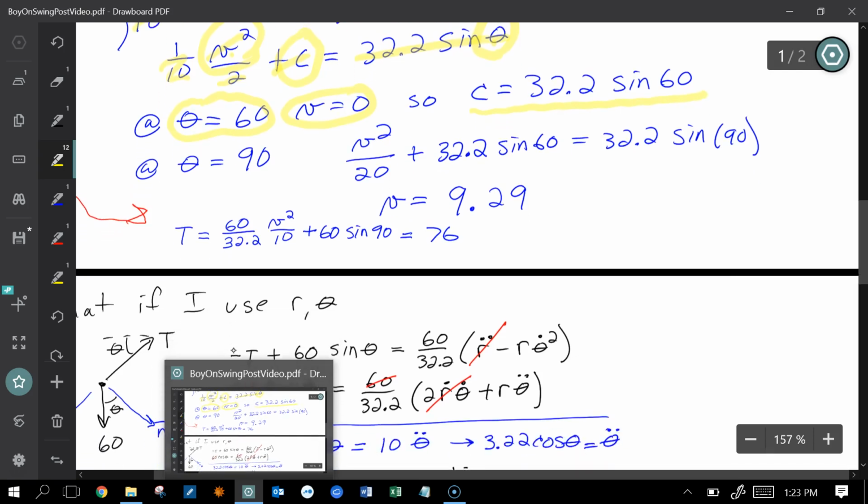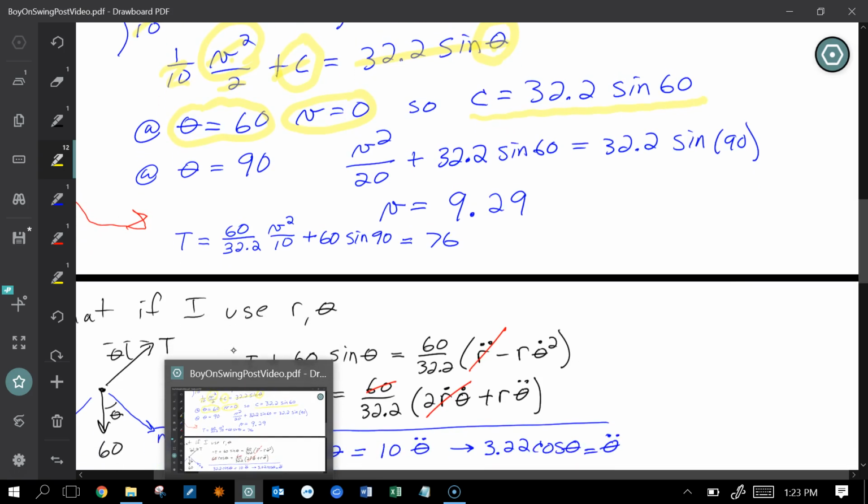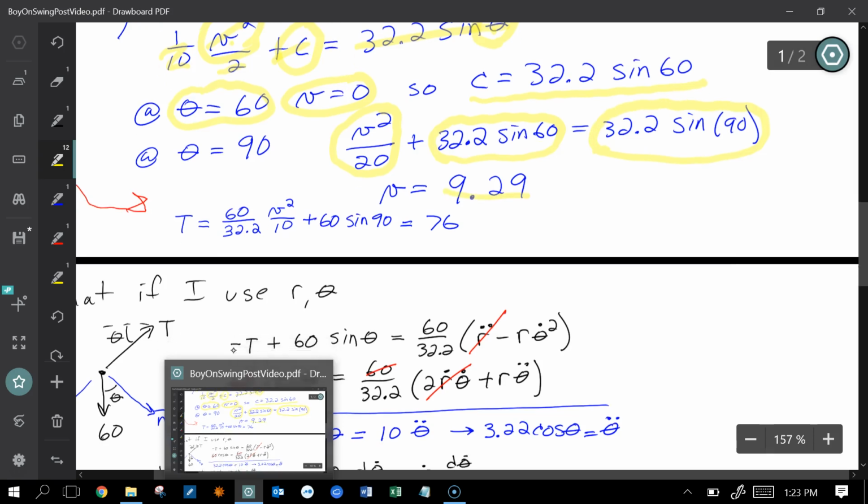All right? Now, I want to know what's the v, the speed, when theta is 90. Put in a 90. So over here, on the left-hand side, you have v squared over 20. That's 1/2 times 1/10, right? V squared over 20. This is the c. V squared over 20 plus c equals the right-hand side, when theta equals 90. Okay, just solve for it, you get 9.29.